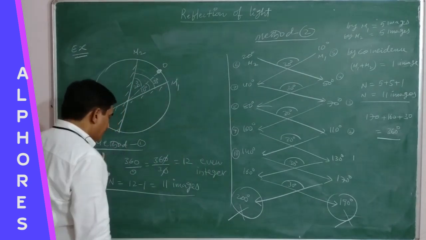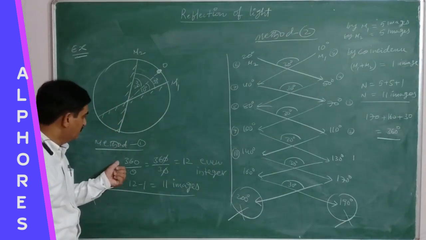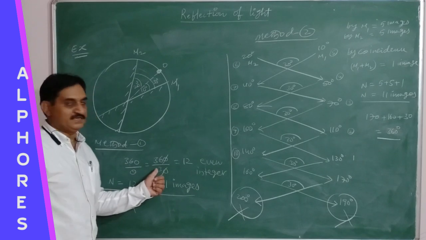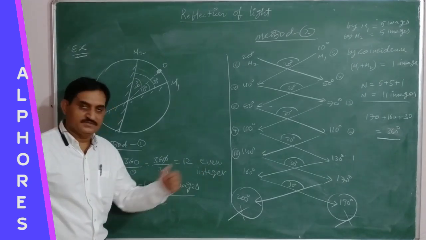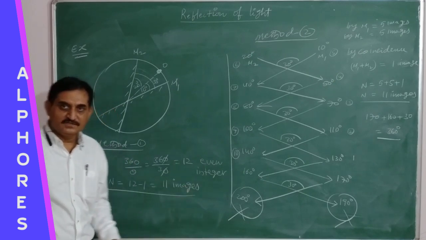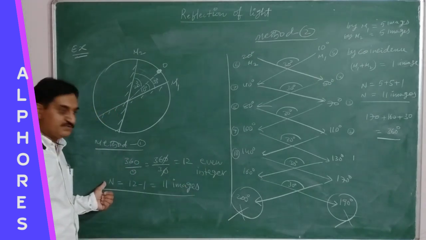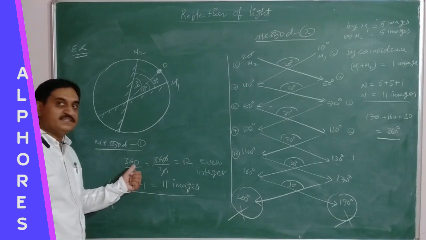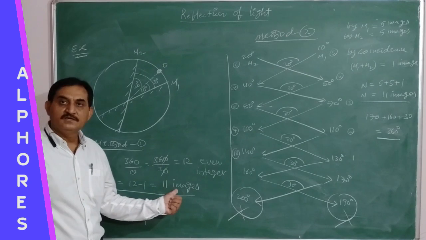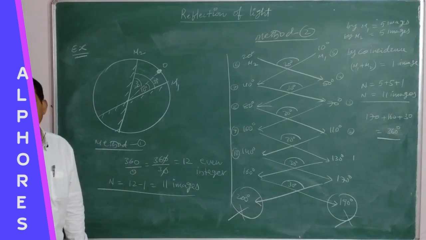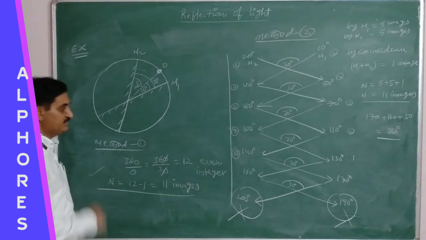In method 1, we have a rule: if 360 by theta is calculated and it gives an even integer, then the number of images formed will be 360 by theta minus 1, according to which n is equal to 12 minus 1, you get 11 images. So this is your answer by this method.